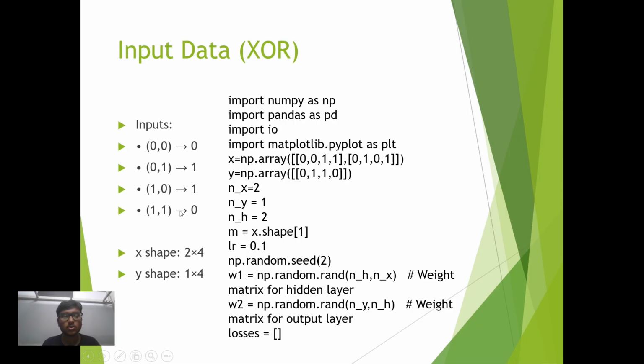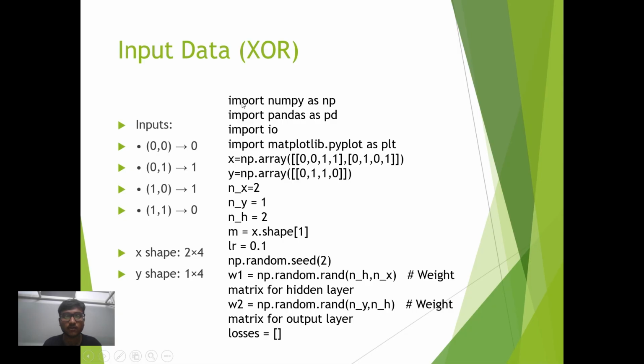And so the shape of the X matrix, that is of the inputs, 00, 01, 10, and 11, is 2 inputs and 4 total rows. And the Y shape, that is the output, is one output for 4 different inputs. And so that is 1 cross 4.